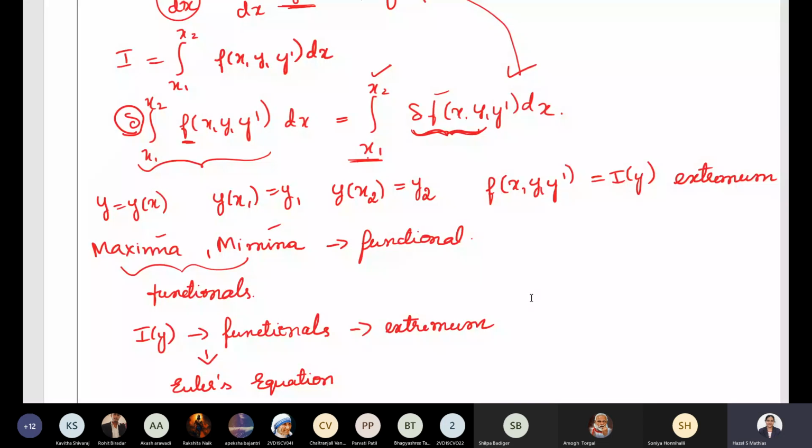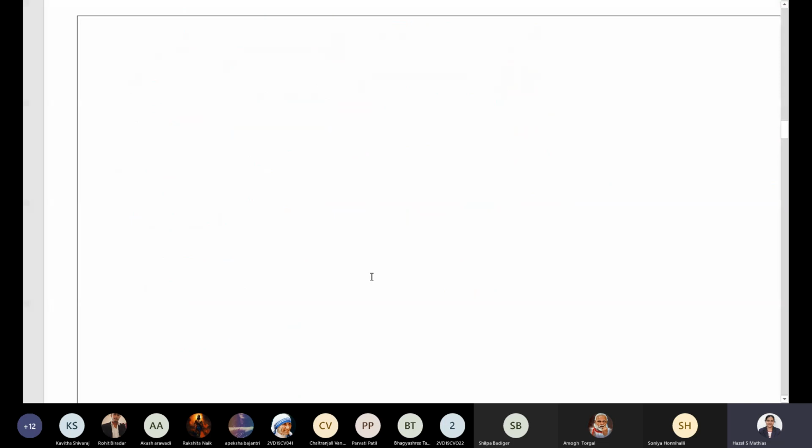Okay, so we shall begin. Till now we were discussing what we mean by functional. We have discussed what we mean by functional, and what else? We need a necessary condition for the functional to achieve the extremum, which is obtained by this Euler's equation. So let's derive this Euler's equation. It is a very important concept here. So now, what does this Euler's equation say?